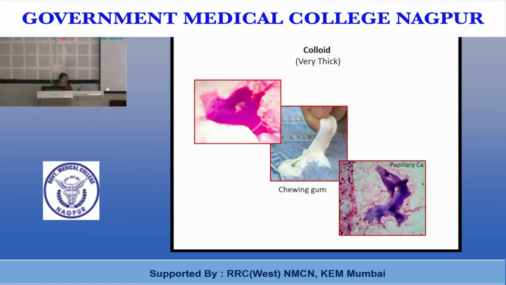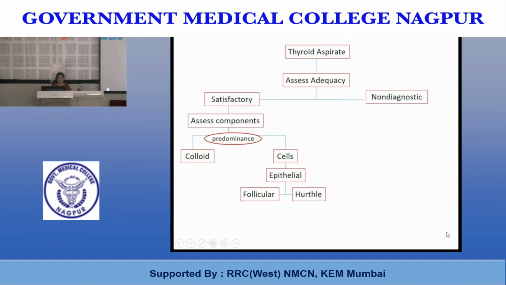And very thick colloid. Just try sticking some chewing gum onto someone's dress, and when you pull it, that chewing gum appearance, when thick colloid is smeared in the background, is seen in papillary carcinoma. So very aptly, this very thick colloid is referred to as chewing gum colloid.